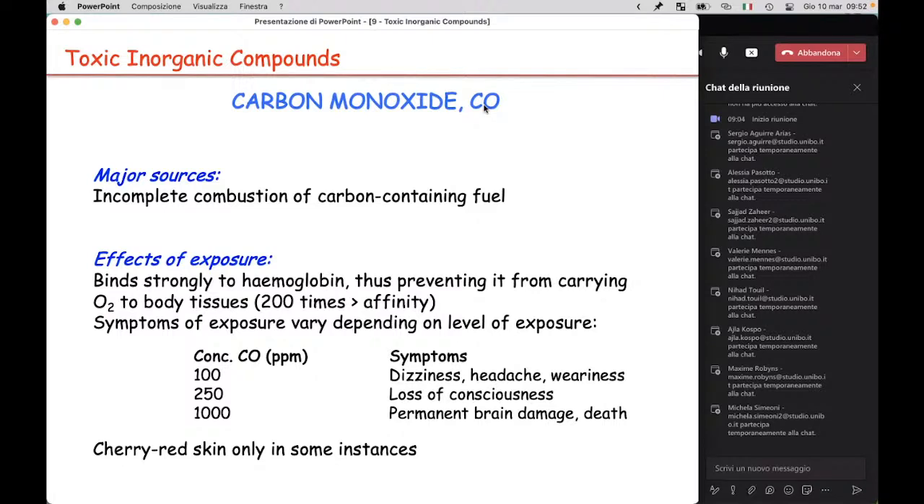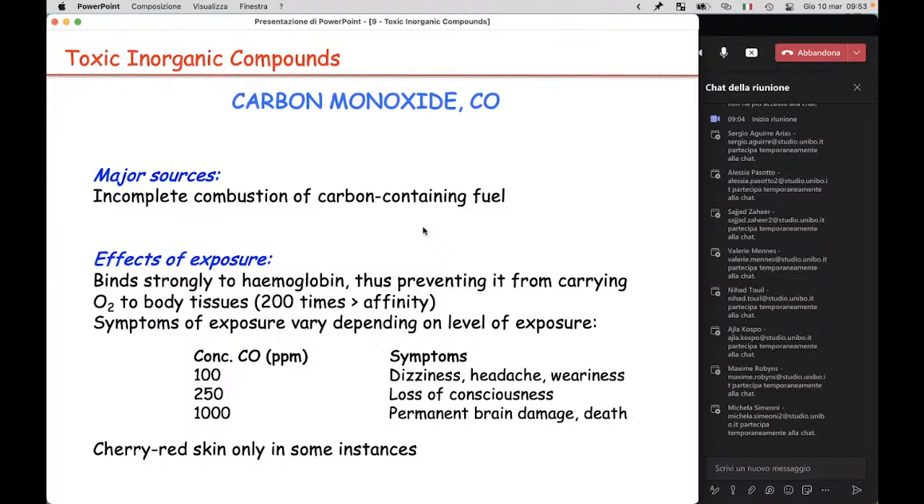So we know that when we burn hydrocarbons, and in general carbon-containing fuel, the most important products are water and carbon dioxide. But of course, some other compounds will form, like sulfur oxides and so on and so forth. But carbon monoxide is a peculiar kind of byproduct, since it is present in very small amounts in normal combustion of fuel, but it is produced in high amounts when combustion is incomplete. So when oxygen is not concentrated enough.